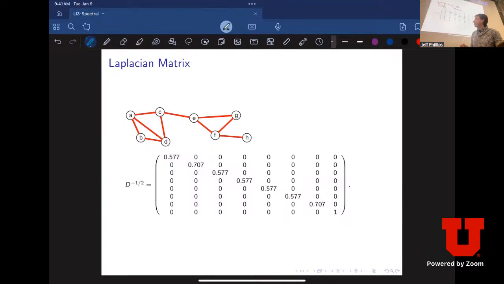So this used to be a 3, right? The degree of A was 3, and 3 to the negative 1/2 is 0.577. 2 to the negative 1/2 is 0.707, that's 1 over square root 2. So this is equal to 1 over square root 3, this is 1 over square root 2, and this is 1 over square root of 1. So this is the diagonal matrix D to the negative 1/2.